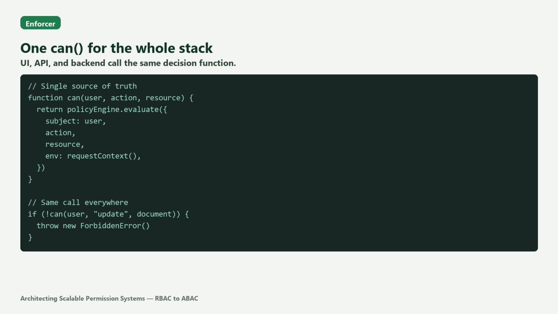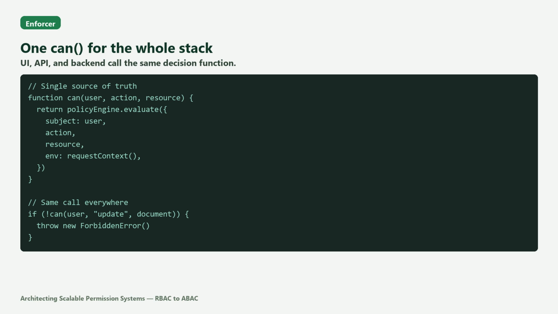Encode can evaluate subject, action, resource, and request context through your policy engine. The UI uses it to show or hide controls. The API uses it to return forbidden. The backend uses it before writes. Same signature everywhere. If a layer invents its own private permission logic, you are back to scattered insecurity.